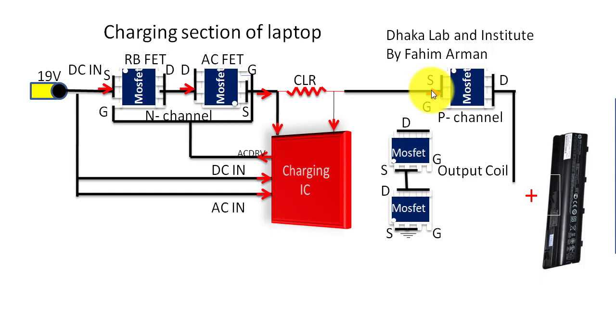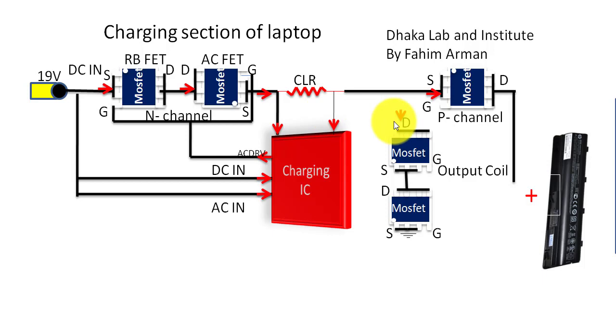But as this is a P channel MOSFET, the voltage cannot pass through, because if this voltage passed, the discharging system would be disturbed. So this voltage has been stopped here, and we can see other activities of the charging IC.